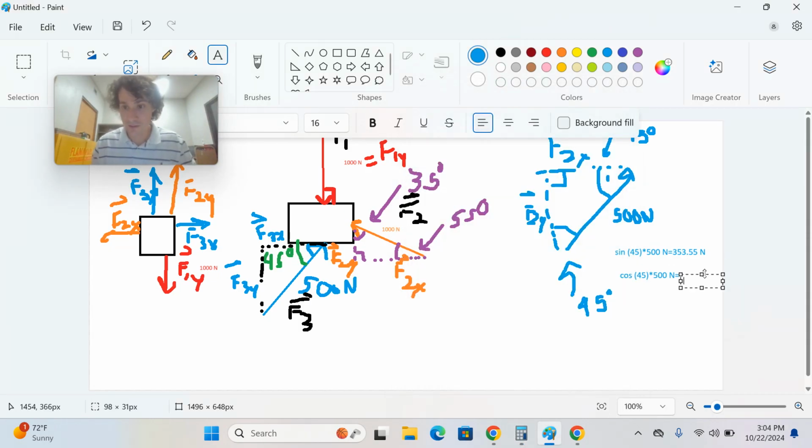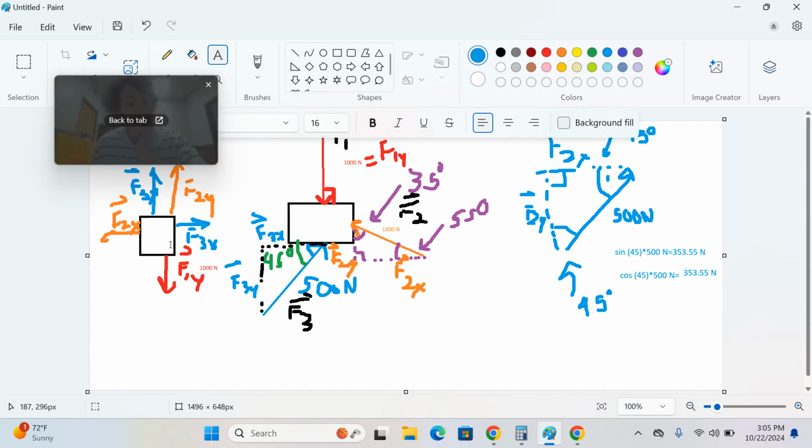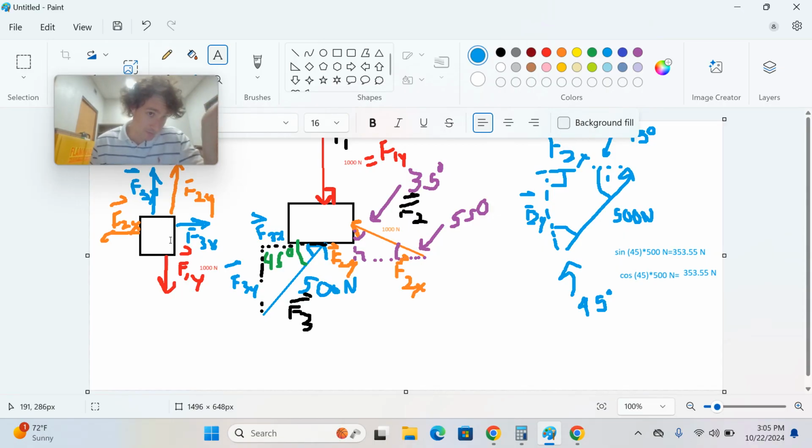Now I got to type it here, I guess. 353.55 newtons. Hey, is this negative or positive? According to this, it's positive, right? It's pushing to the right, so I will keep it positive. Okay. Good. Hey, those are my components. If I want to put them in the free body diagram, I can. You can put them back in there if you wish. It's up to you. But then let's do our next one.